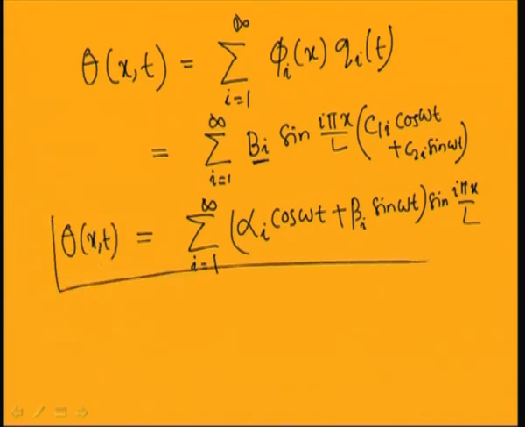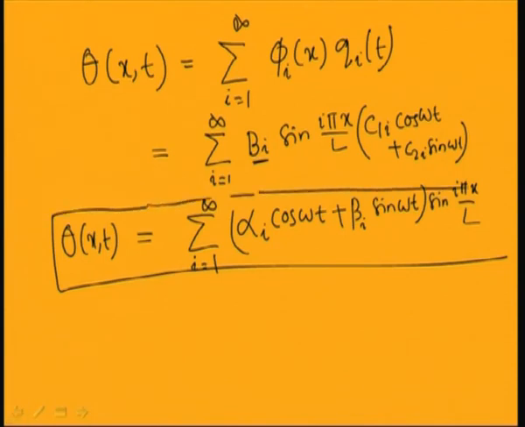So, this is the general expression for the free vibration of this rod. Here alpha i will be equal to b i into C1 i and beta i equal to b i into C2 i. So, these two constants can be obtained from the initial conditions. Later in today's class we will see the initial value problem, how to find these initial conditions.